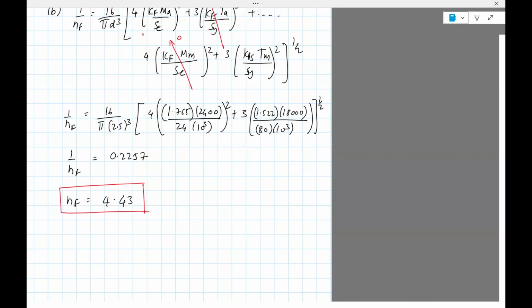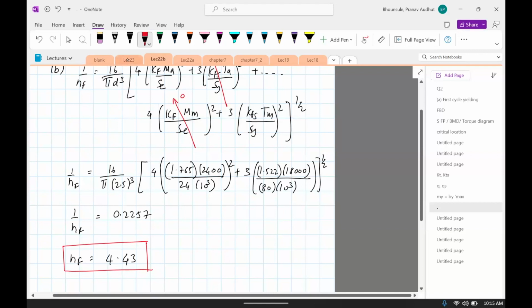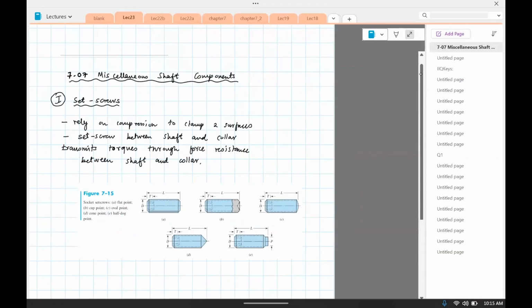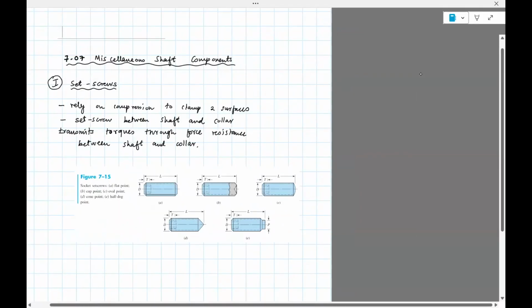Okay. So that completes the part on shafts. The next part, which I think I can complete today, is miscellaneous shaft components, set screws. You've probably seen a set screw. It is basically used to connect a surface, usually a shaft, to something else, and they rely on compression to clamp two surfaces. So an example is a shaft and collar.